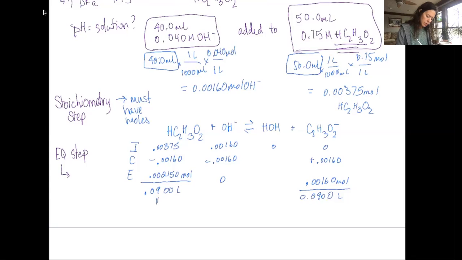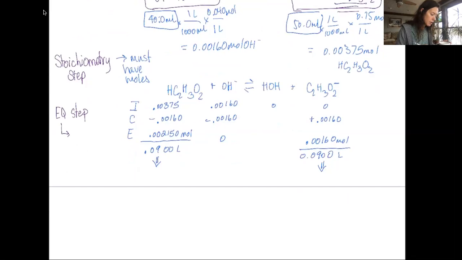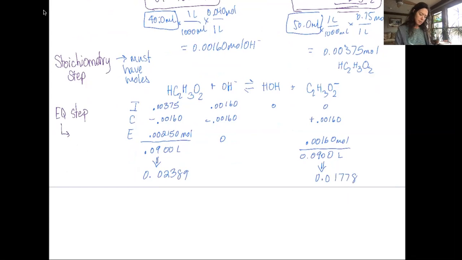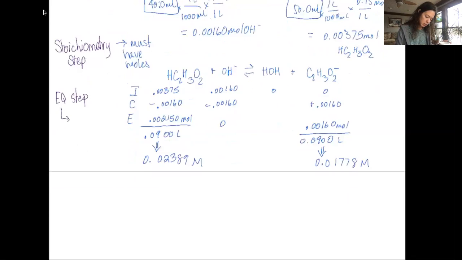0.0900, which gives us a concentration of both products that are left. Let's see, that's the base. Okay, this one is 0.02389 and this one is 0.01778. Okay, molar, and that's my acid. Molar, that's my base. I do have an extra sig fig, but that's good because I'm not finished.